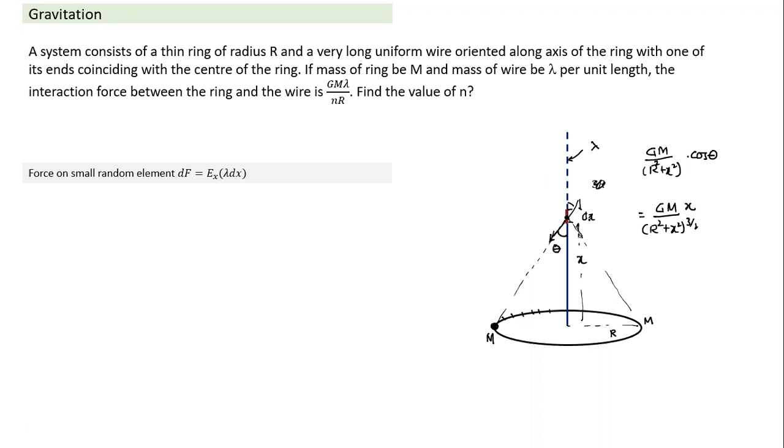Mass of the small element will be lambda into dx. I need to know the formula of field at a distance x. If we don't know also, this is how we can arrive at it. Once I have the field, rest becomes very simple. The field at x equals GMx by (r square plus x square) raised to power 3 by 2. And even if you don't remember, this is how we can calculate.